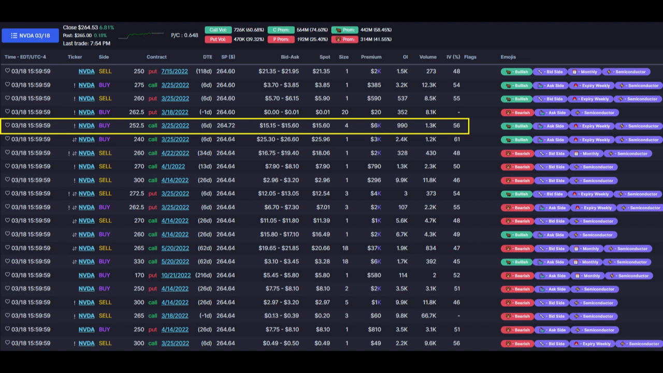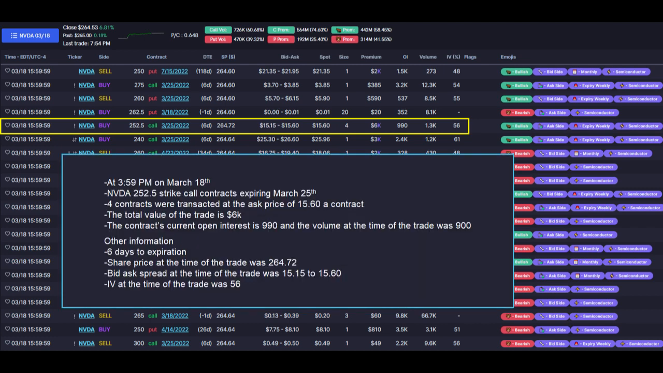You would read the highlighted trade like so. At 3:59 p.m. on March 18th, NVIDIA 252.5 strike call contracts expiring March 25th, 4 contracts were transacted at the ask price of $15.60 a contract. The total value of the trade is $6,000. The contract's current open interest is 990 and the volume at the time of the trade was 900.